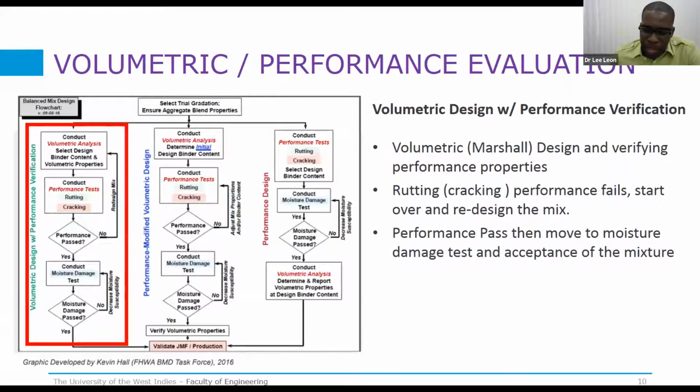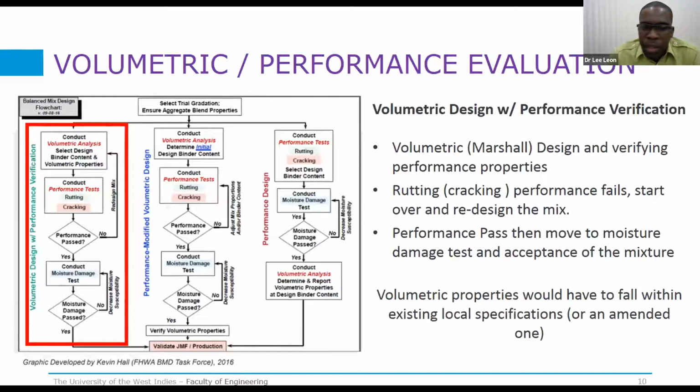So after we have passed the performance test, you then move on to the moisture damage test, for which we use the TSR, which is part of the performance testing used locally. And then after that, we can say that we have accepted the particular asphalt concrete mixture. So remember that volumetric properties would have to fall within the existing local specification, or the specification if we have amended it.